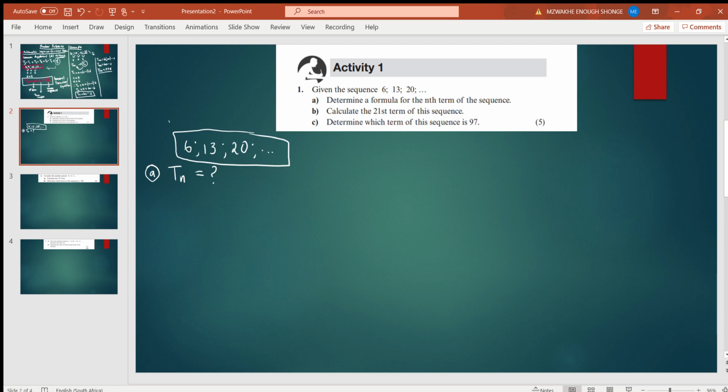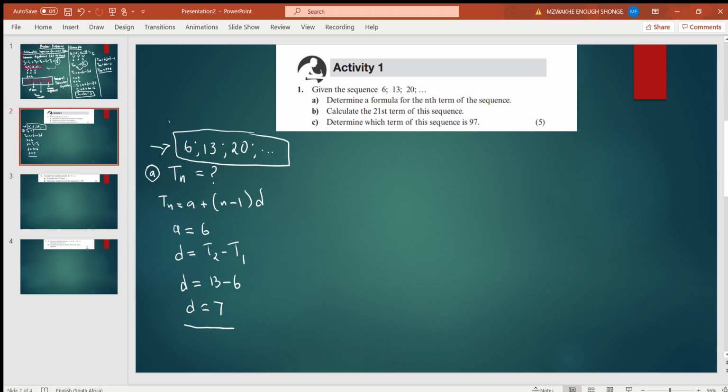As we know, Tn equals a plus n minus 1 d, where a is the first term of the sequence, and that is 6. As you can see here, it's 6. d is the common difference, which is T2 minus T1. d is 13 minus 6, and 13 minus 6 is 9. No, it's 7, I'm sorry. 13 minus 6 is 7. Yes, the answer is 7.